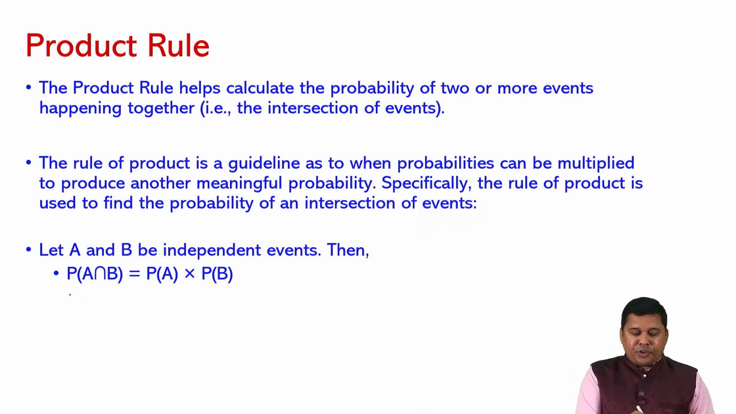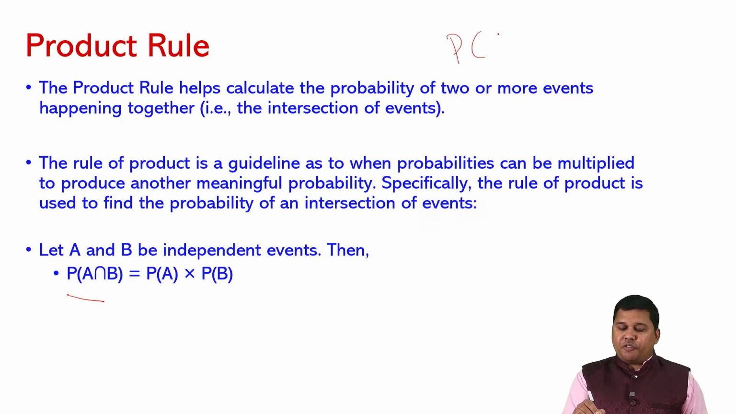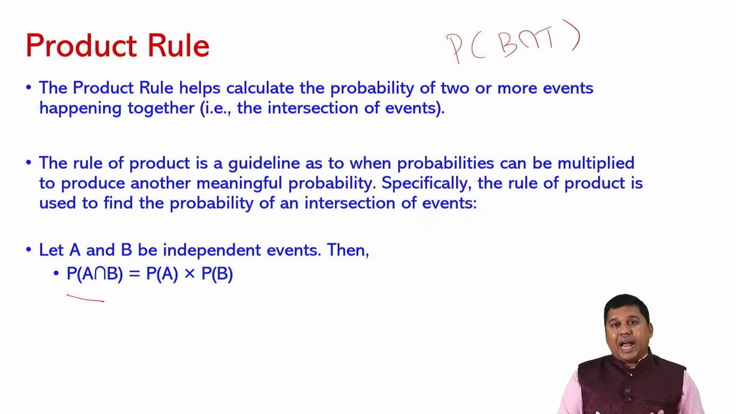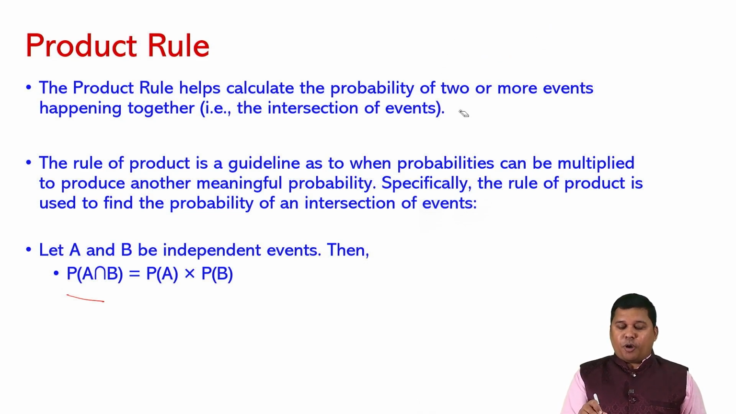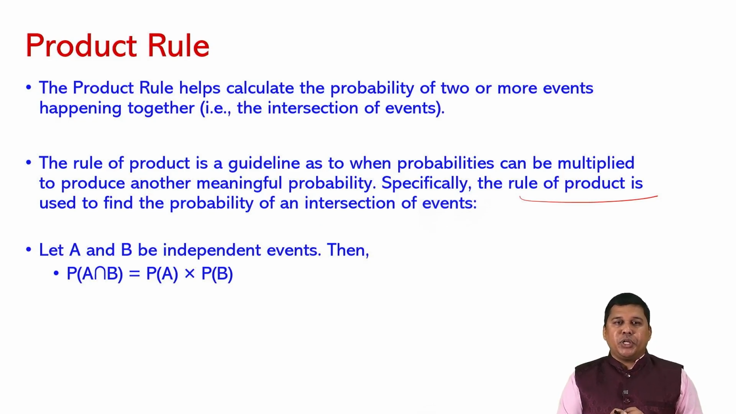So, if you see here, P of A intersection B, because 2 events are happening. In the previous example, if you remember, when I talked about P of B intersection S, what does it mean? It means the marbles which are both blue and striped. So, both things are happening on the marble, it is blue and also it is striped. So, wherever we have such kind of probability, we apply the product rule, right. It helps in calculating the probability of 2 or more events happening together. So, the rule of product is used to find the probability of intersection of events. When 2 events are happening together, we use the product rule.